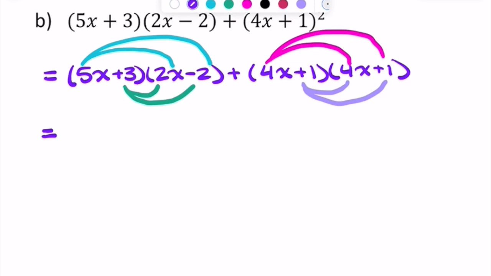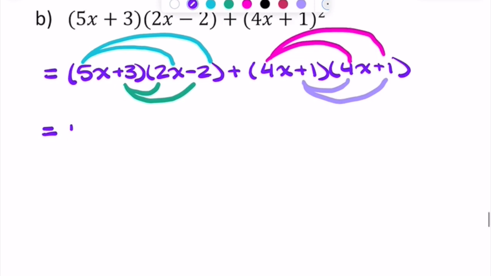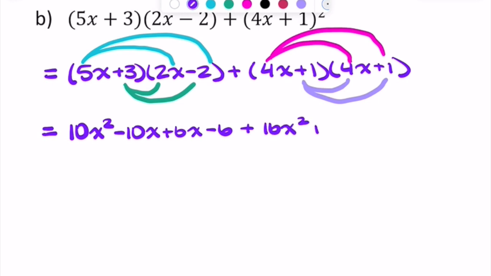And welcome back. So, the blues here, 5x and 2x give me 10x squared. 5x and -2 give me -10x. 3 and 2x give me 6x. 3 and -2 give me -6. All right, taking a look at the next bit. So pinks, so 4x and 4x gives me 16x squared. 4x and 1 gives me 4x. 1 and 4x gives me 4x. 1 and 1 gives me 1.